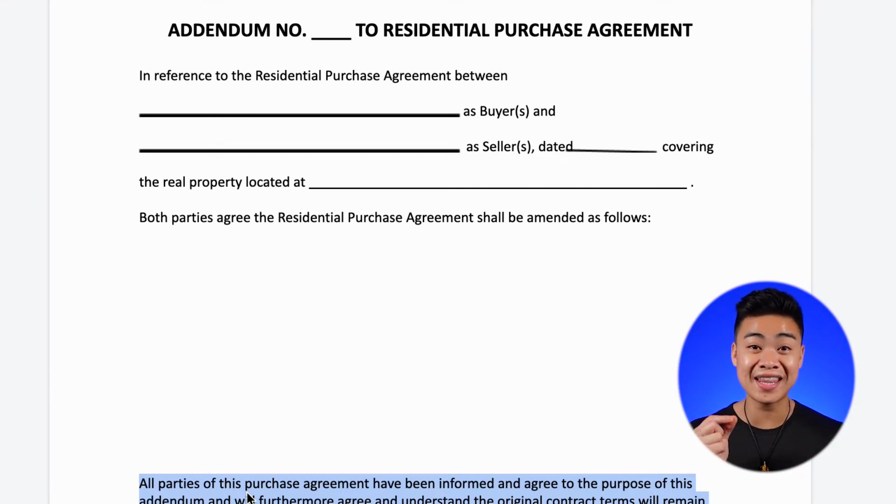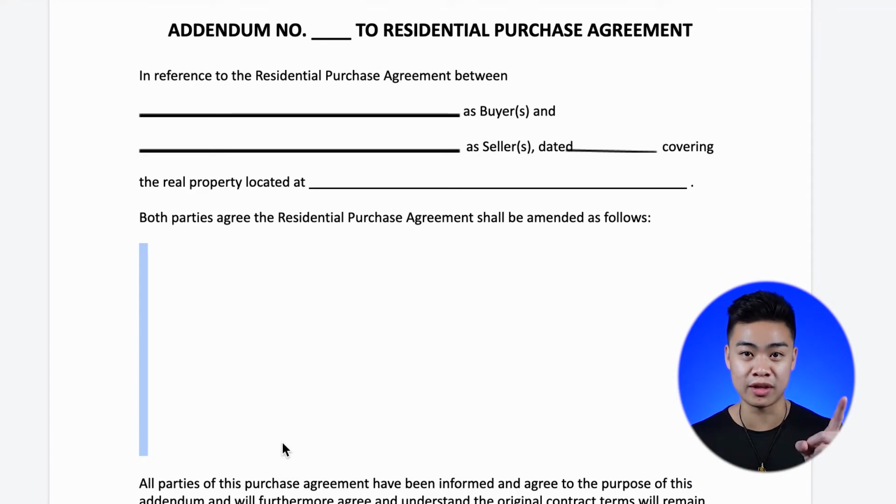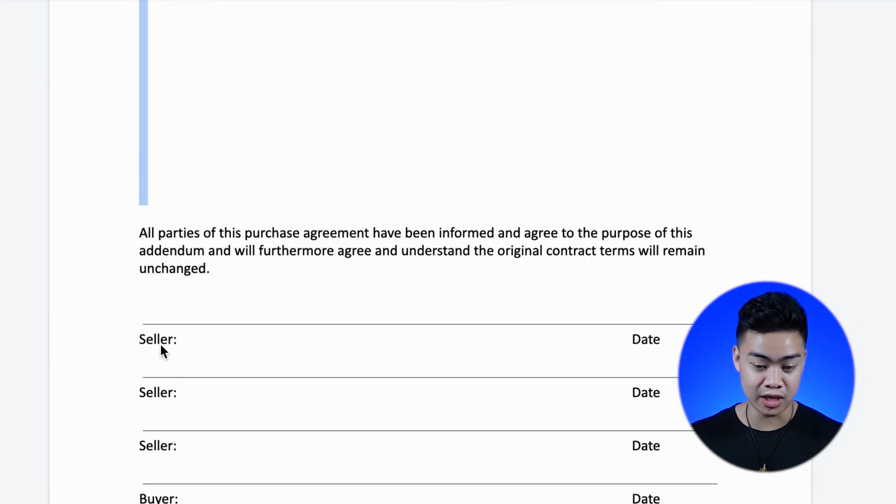So this is saying that all the terms of the original contract will remain the exact same. The only thing that is changing is what you enter in this blank space right here. So you have the same exact contract, same term, same agreement, except one thing. Unless you have multiple things in this section for the blank spot, but otherwise you have one change and everything else stays the same.